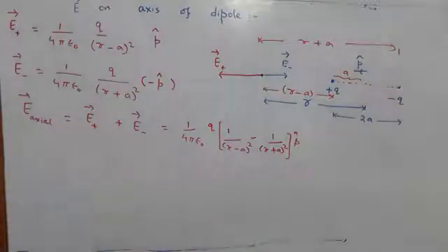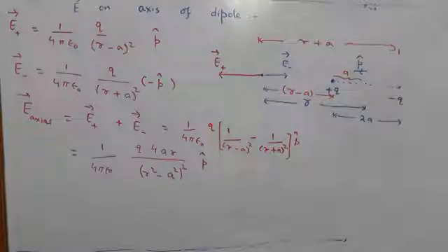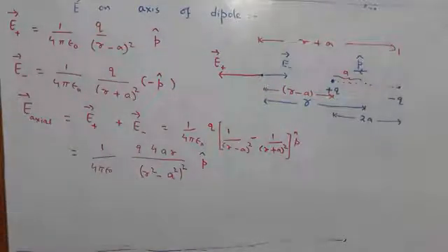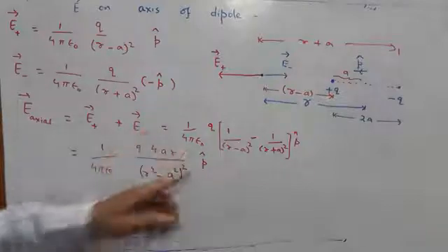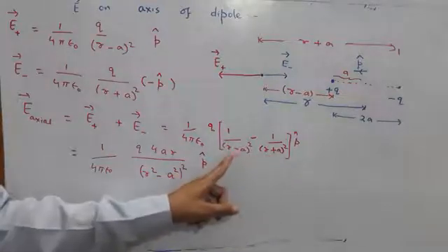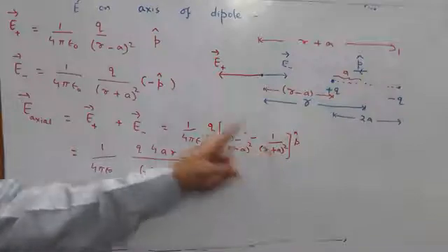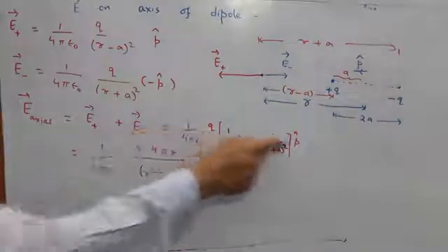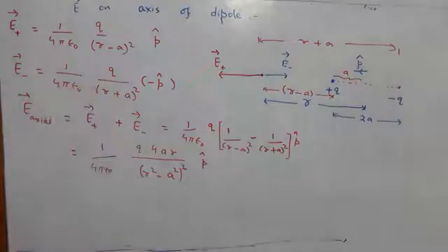This can easily be solved. On solving, we will get this much. I have not explained this step. You just have to take the LCM. This will become r square minus a square whole square. This minus this, we easily get 4ar. This q, this P cap remain as such. I'll modify this equation a bit.